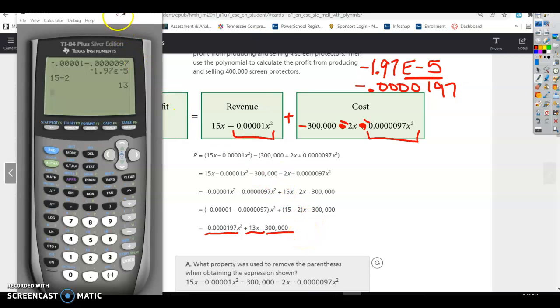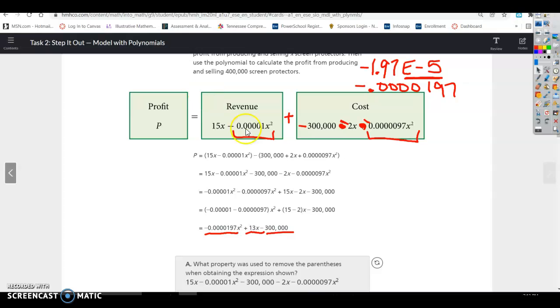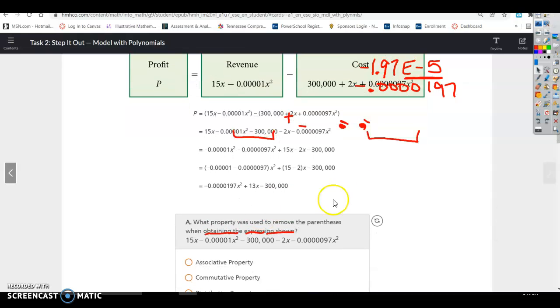But if you will make sure that you distribute that negative, hopefully you can just look at the equations and be able to combine like terms. If not, please go through the process to do these steps. All right, let me get rid of some of these marks on here.